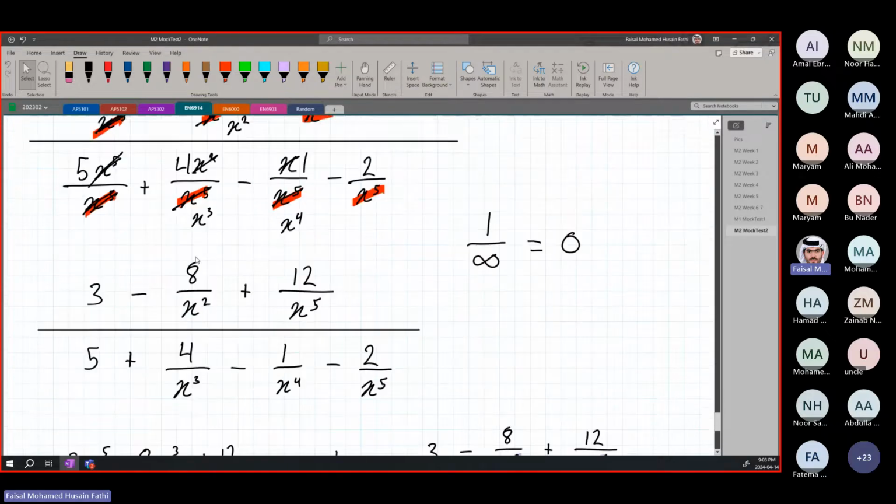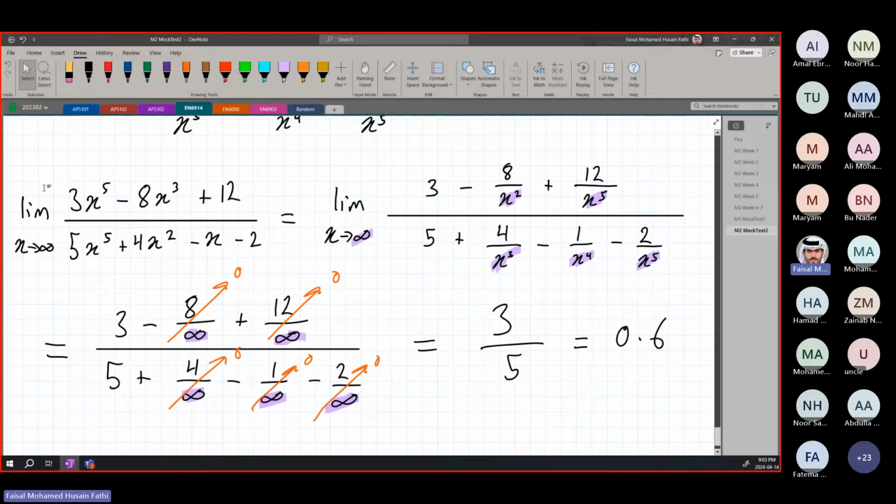And then on the left side, obviously, this is the way you should do it. And then you will write the limit to infinity, and then you will show that everything over infinity becomes 0. And then you will find your solution.